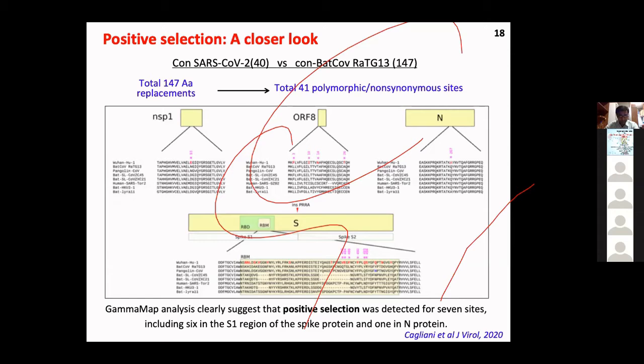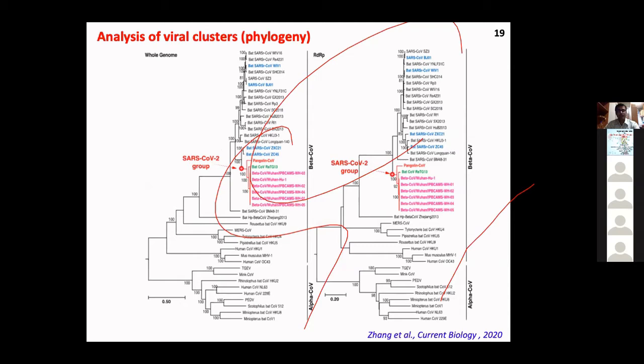The analysis of the viral cluster clearly indicates that here the pink color indicates the bat coronavirus cluster, and very nearby is the human coronavirus, and bat coronavirus is indicated with green color. And immediately the nearest other clade is the pangolin coronavirus, for the whole genome and for the RNA-dependent RNA polymerase. The genome is the same story.